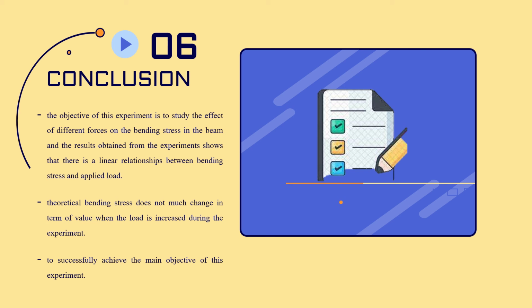First of all, the objective of this experiment is to study the effect of different forces on the bending stress in the beam, and the results obtained from the experiment show that there is a linear relationship between bending stress and applied load. This also shows a perfect linear relationship with applied load, whereas the theoretical bending stress does not have much change in value when the load is increased during the experiment.